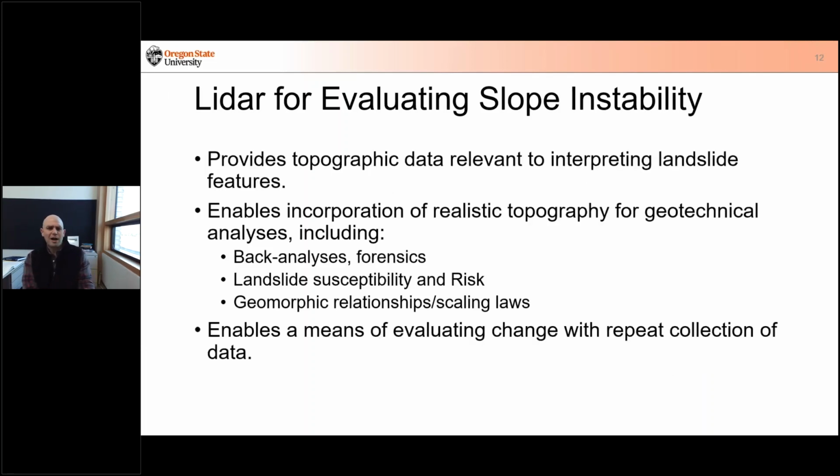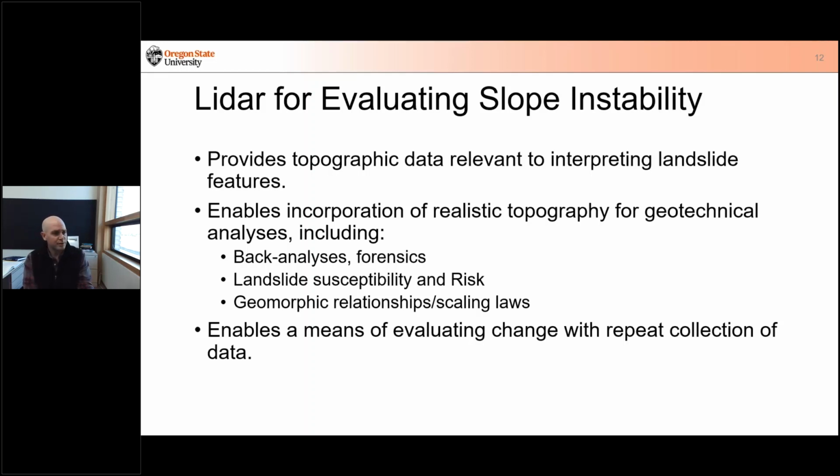So we have this topographic data. We can interpret landforms, landslide features, scarps, deposits, whatever it might be. It allows us to take that topography and even use it for geotechnical analyses, including things like forensics. A back analysis of a landslide is particularly promising for that, and I'll talk about that applied at a large scale. Landslide susceptibility and risk.